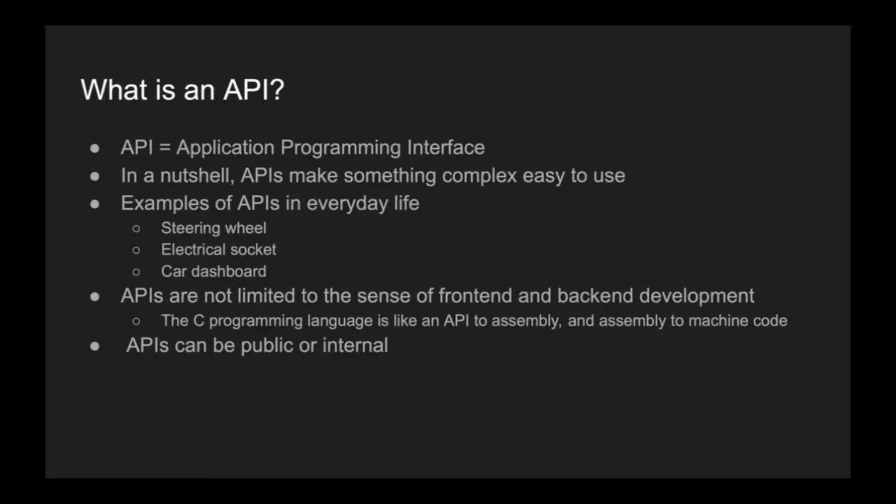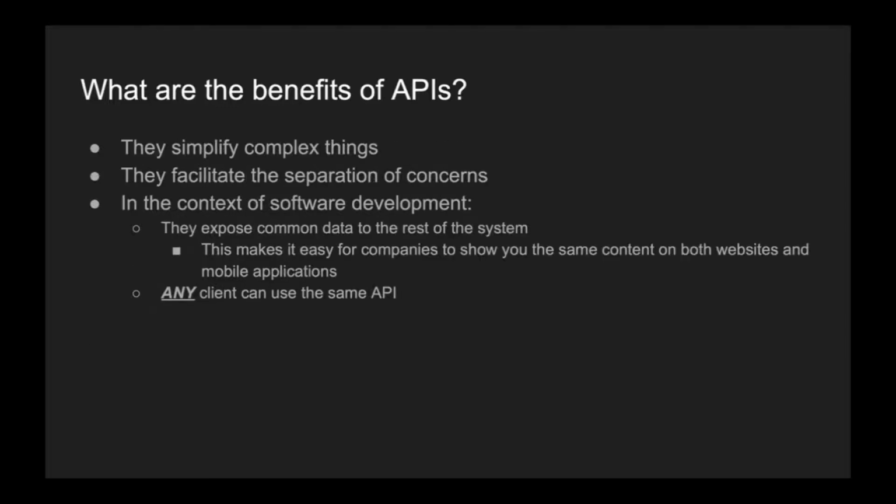And so another point is that APIs can be public or internal. Companies could have internal APIs that only people within the company should access, and then there are also public APIs. For example, Twitter has an API where you can scrape all their tweets, and the same for Facebook and things like that. And like I mentioned before, the main benefit of an API is that it simplifies complex things and makes things that are hard to use much easier to use for a broader audience.